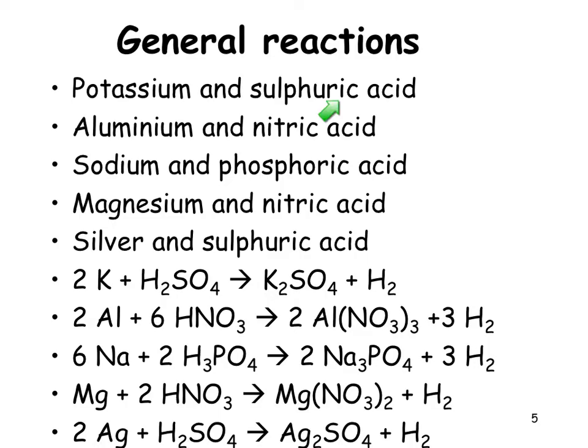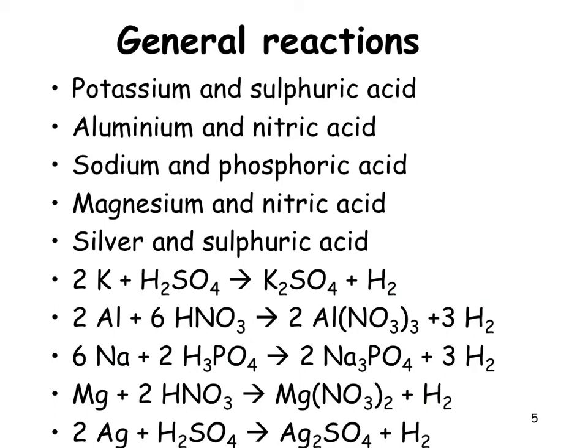Potassium and sulfuric acid is going to give you a sulfate salt, potassium sulfate. Aluminium and nitric acid, aluminium nitrate. Sodium and phosphoric acid, sodium phosphate. And hydrogen every time. Magnesium and nitric acid, magnesium nitrate. And silver and sulfuric acid is going to give you silver sulfate. Okay.